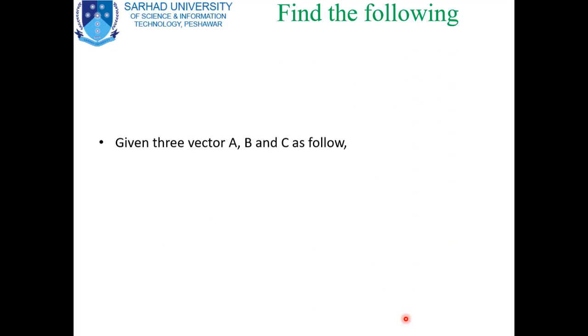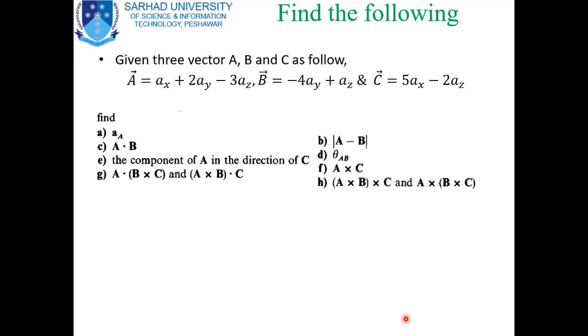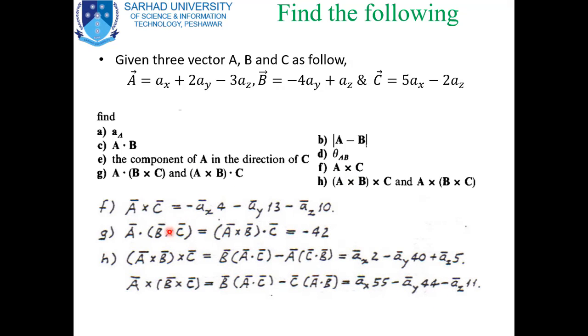The remaining part of this question is to obtain the cross product of vectors A and C. Remember that for the cross product we will use the determinant formula, and we have to take a 3 cross 3 matrix. In the first row we write the components of the base unit vectors, which are ax, ay, and az. In the second row we write the elements of vector A, and in the third row the elements of vector C.